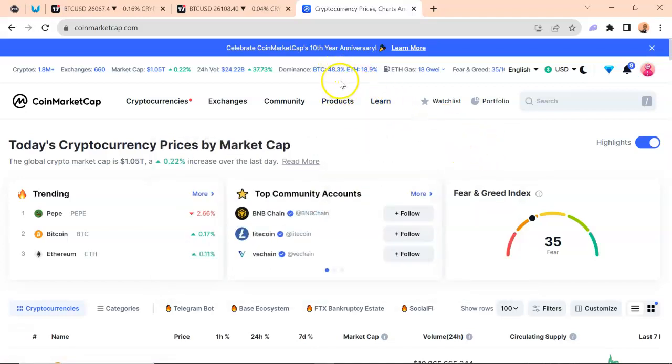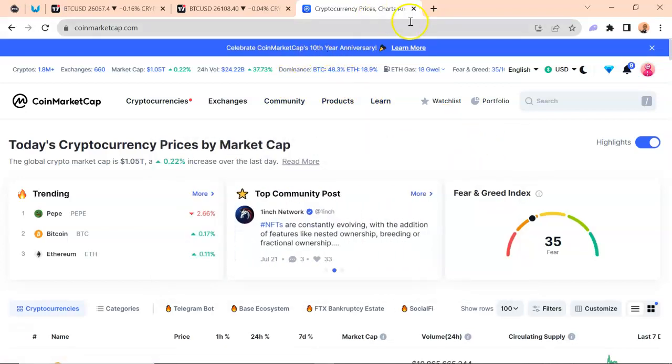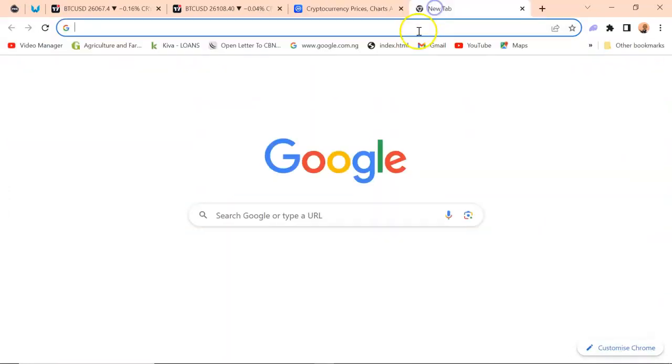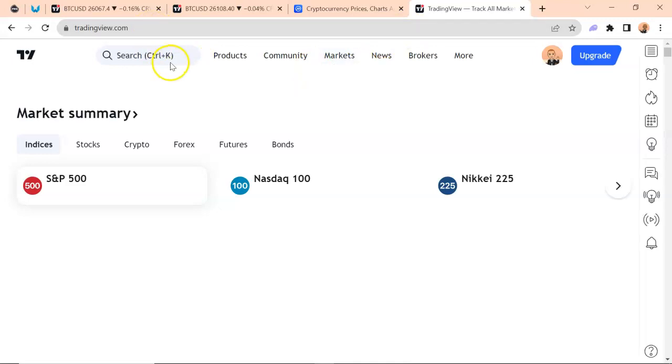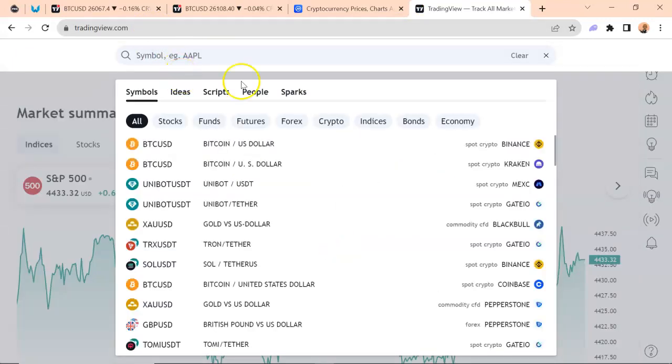If you can remember, I told you something about dominance where I opened the chart. Let me go to TradingView again. TradingView.com. Then let me go to profile. If you go to tradingview.com, you can search for Crypto Niche and you're going to have an idea.